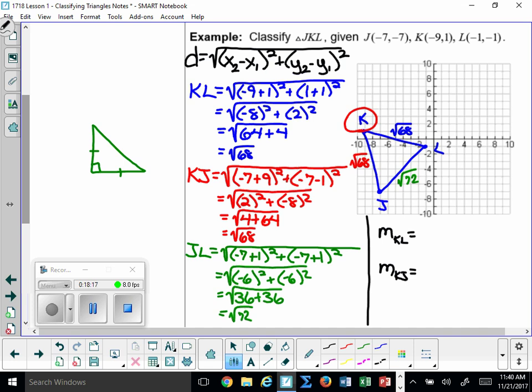So KL, 1, 2, 3, 4, 5, 6, 7, 8. Negative 2/8, which is negative 1/4. KJ, negative 8/2, which is negative 4. These two slopes are not opposite reciprocals, so I do not have a right angle. This triangle is acute isosceles.